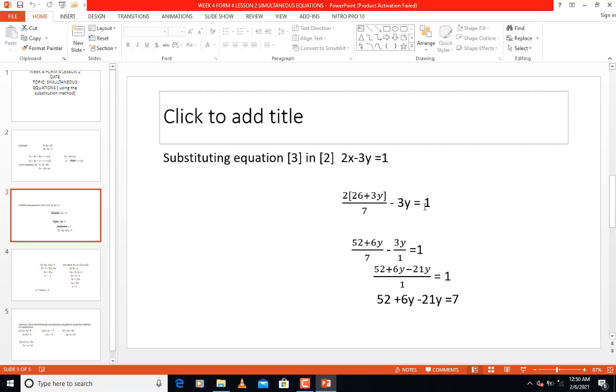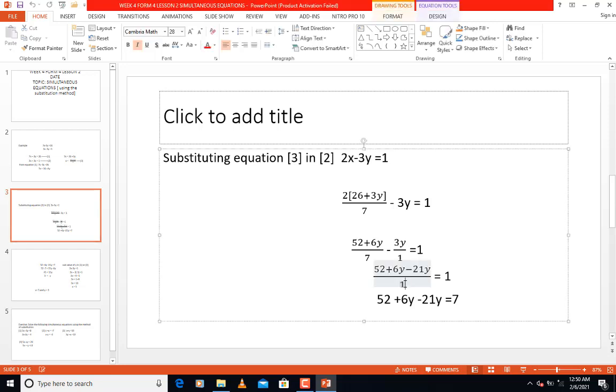Then after that, you remove the brackets. Now, minus 3y is equal to 1. If you multiply, 52 plus 6y over 7, minus 3y over 1, is equal to 1. Find the common denominator. The common denominator here is 7. So we say 7 into 7, 1; 1 times 52 plus 1 times 6y, minus 21y. 1 into 7 is 3; 3 times 7 is 21y. Is equal to 1.